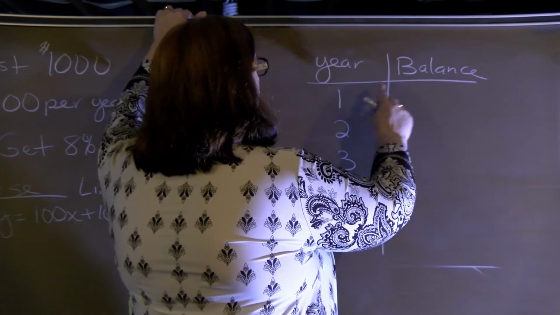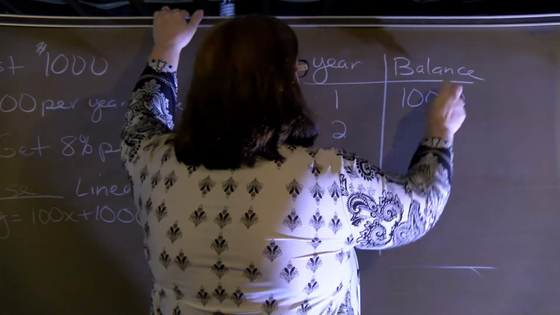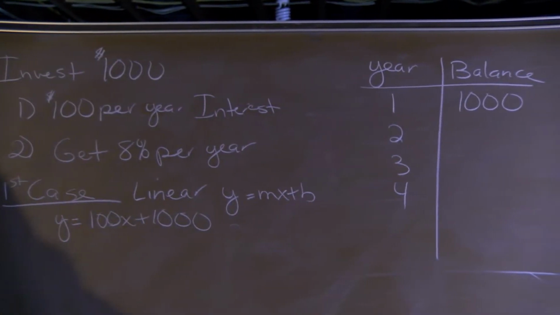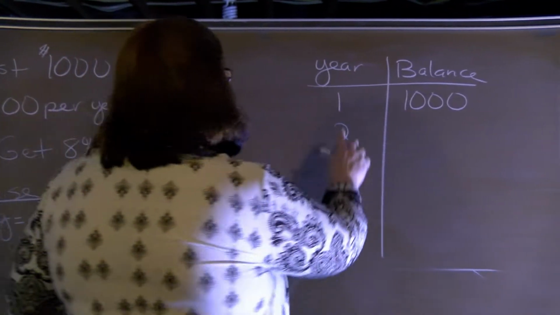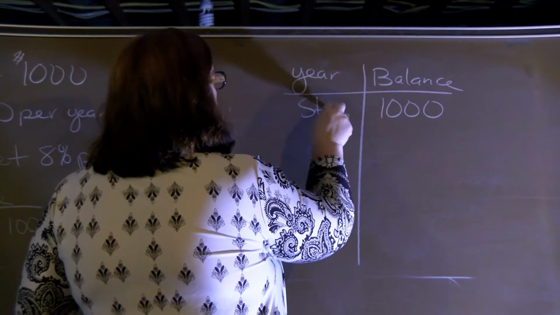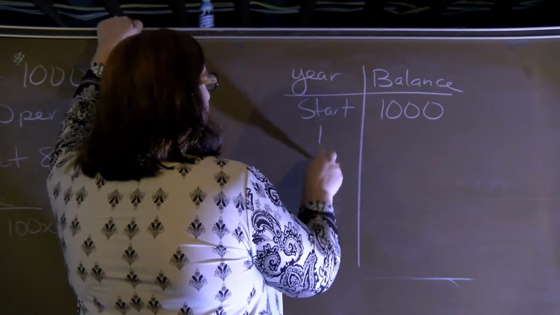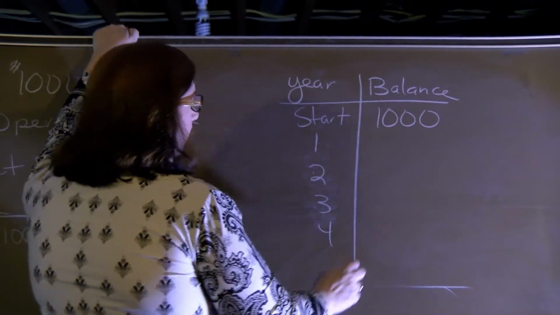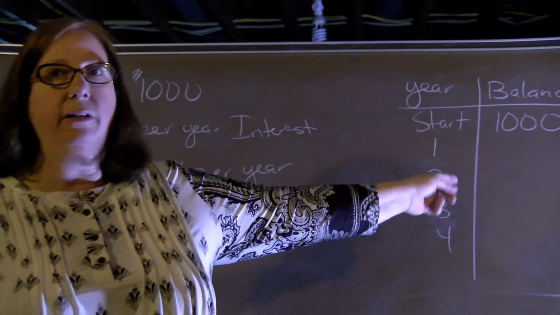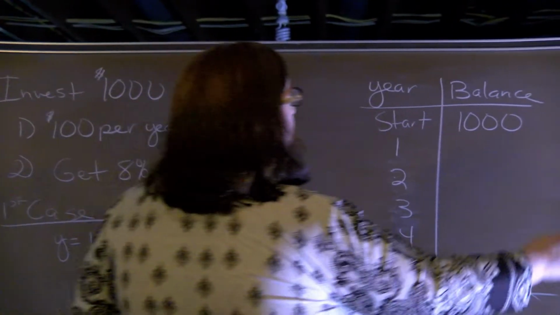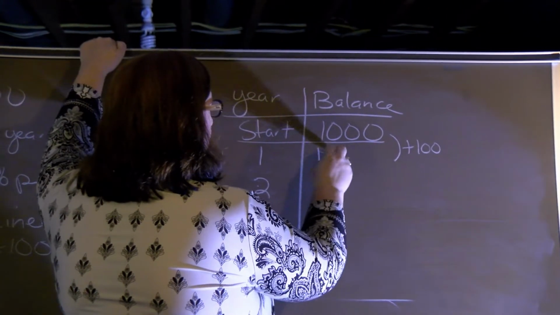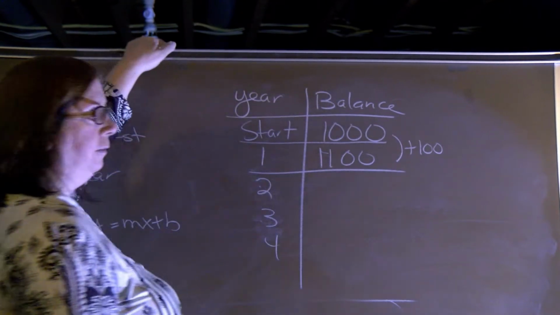Well, when we open the account, we put $1,000. Oh, we should have a start here. Because we're starting with $1,000. And then we're going to see what happens at the end of each year. Looking at case 1, at the end of the first year, there's another $100 in there. So it's just going to add $100. So we have $1,100.